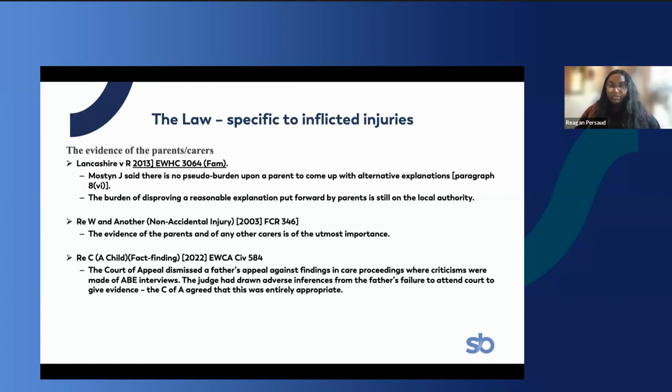And that is very important, because if you are representing a parent, you want to be very alive to this law. But if you're representing a local authority, you want to be very much alive to the fact that if an explanation comes forward, it's up to you to show that it cannot account for the injuries. So that's important for you to know. The evidence of the parents, the carers, is of utmost importance, from Re W, which we know, and the Court of Appeal in Re C.